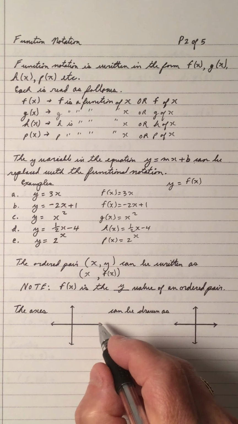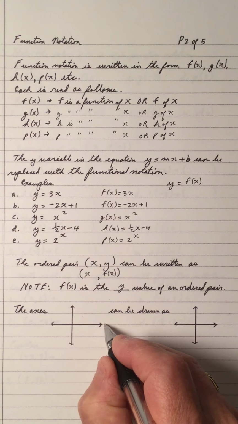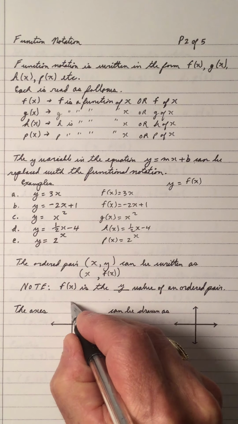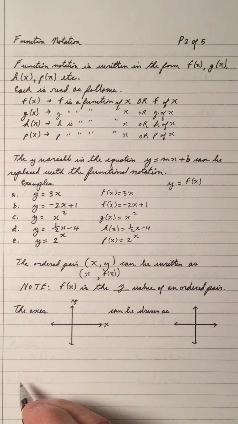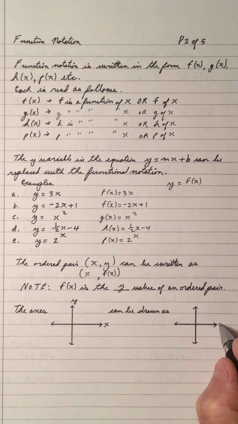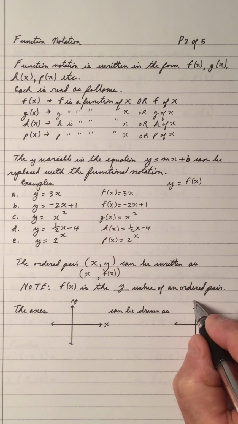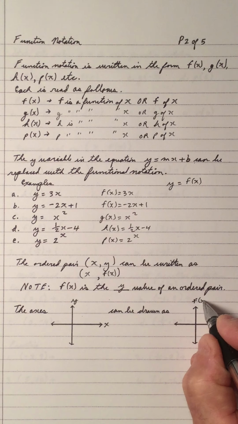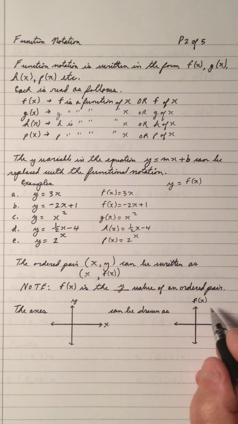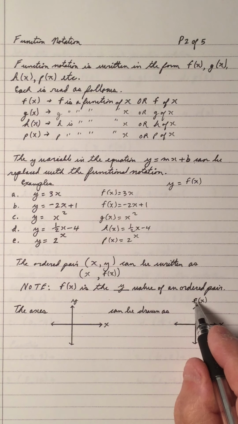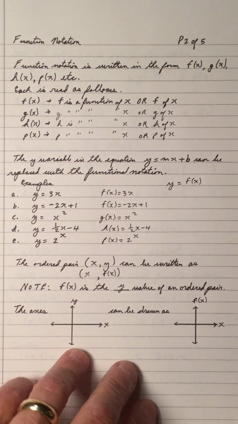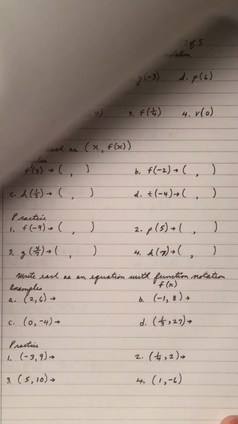And just to mention, if we're doing graphs and have axes, the axes are normally x and y. But if we're using function notation, this axis is still x, but this one is f of x. So notice y is f of x, the vertical axis. Okay, let's continue.